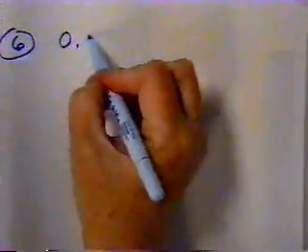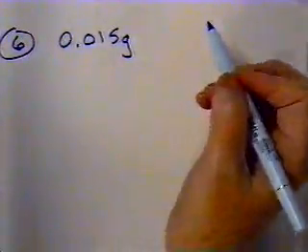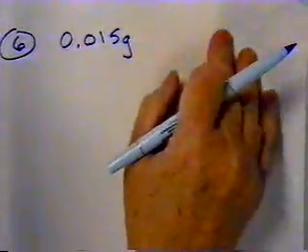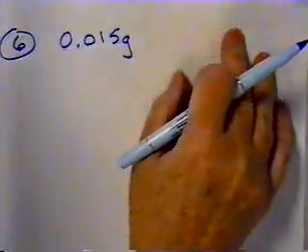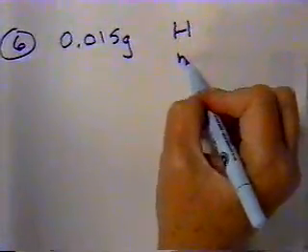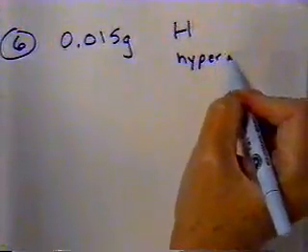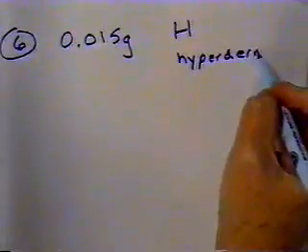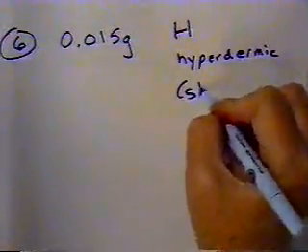Number 6, the physician orders 0.015 gram. That capital H simply means as a hypodermic, so it just is telling you to give it as a shot. But as far as the math is concerned, that H doesn't have anything to do with the problem. That's all H does, it means you're going to give it in a hypodermic, or give it as a shot.